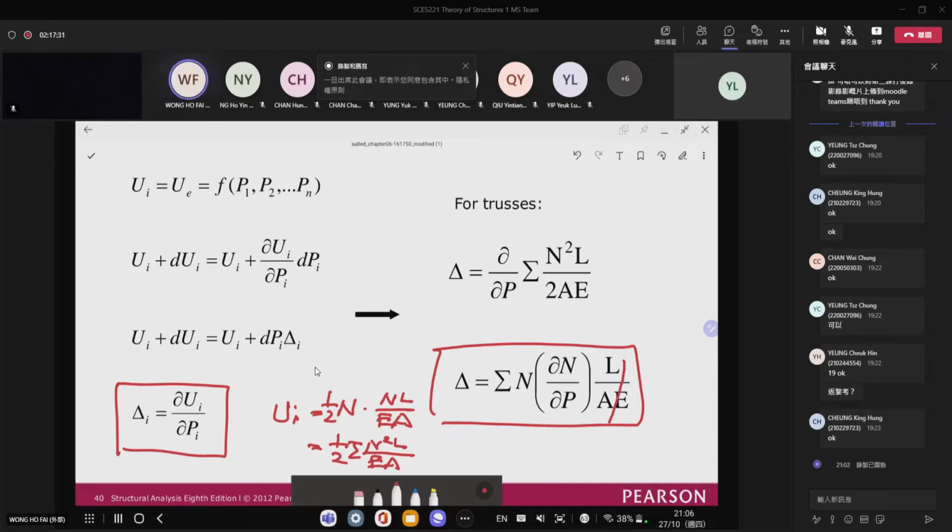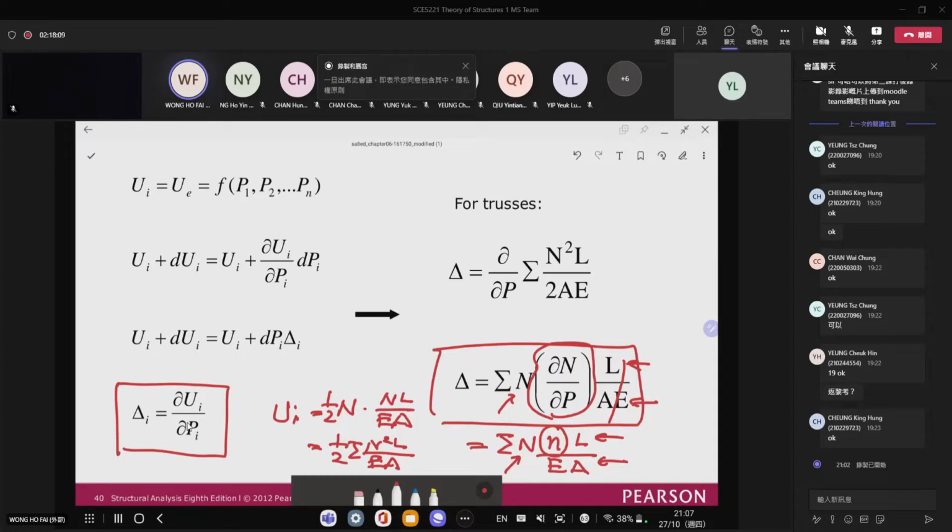Now comparing to the virtual work method, if you still remember, it is n N L over EA. So this one is similar to that one. You can see that N is still N here, L is L here, and you have AE here. So the small n is replaced by dN dP. So right here, you can immediately see that the two equations are very similar.